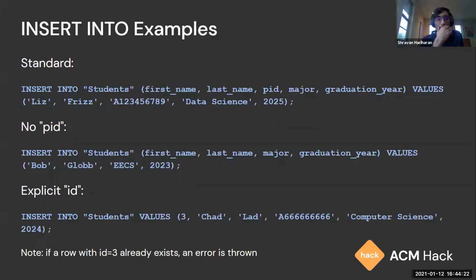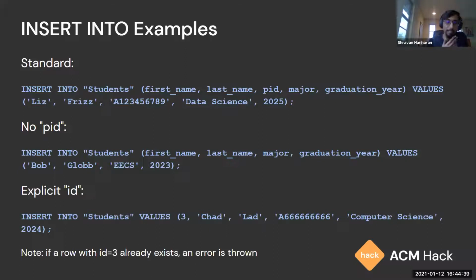So here's some more examples. Again, the standard one is the one we just went over. We can also not insert a PID if we don't have that information, and that'll just leave the PID entry as null. There'll be no value for that particular row.